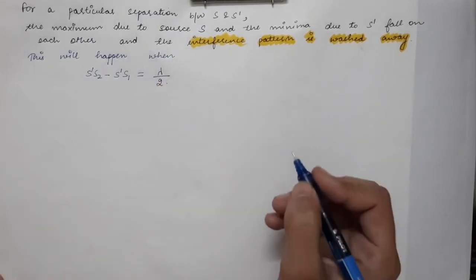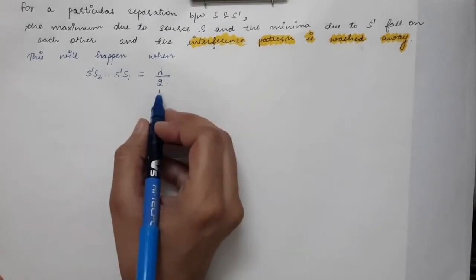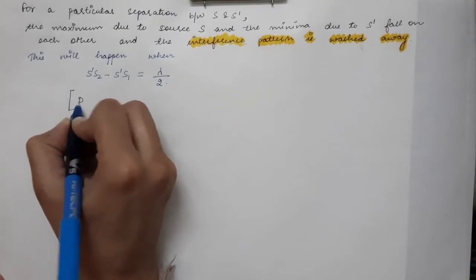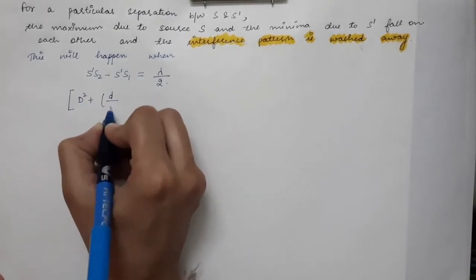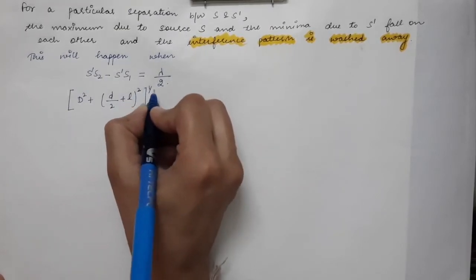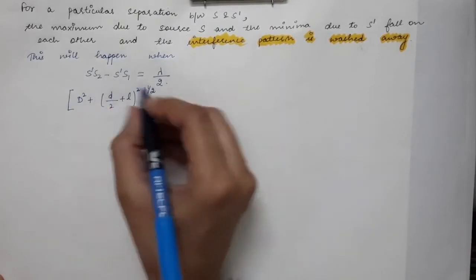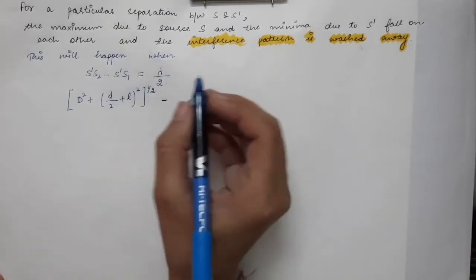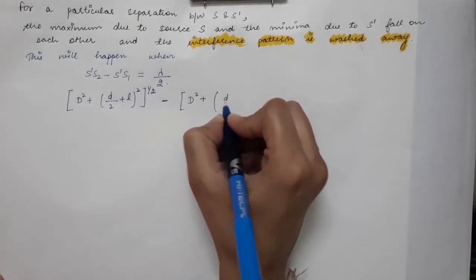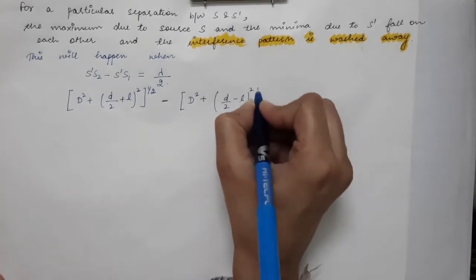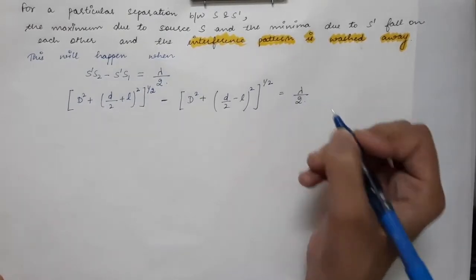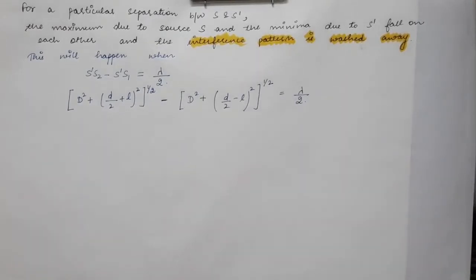So this we have already seen. This difference is equal to lambda by 2, and S prime S2 we have already calculated. This is equal to D square plus d by 2 plus l whole square, under root, so power 1 by 2. This is the length S prime S2 minus the length S prime S1, and that will come out to be D square plus d by 2 minus l whole square, power 1 by 2, is equal to lambda by 2. So this difference must be equal to lambda by 2.